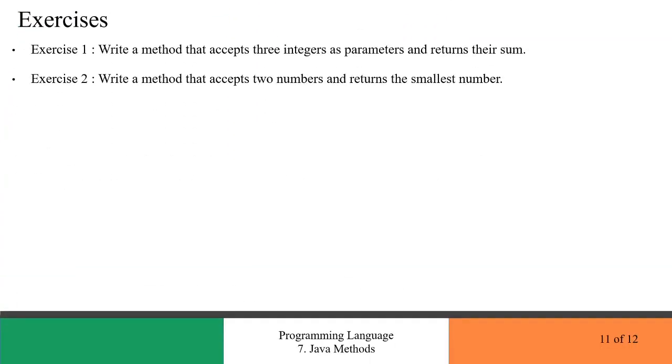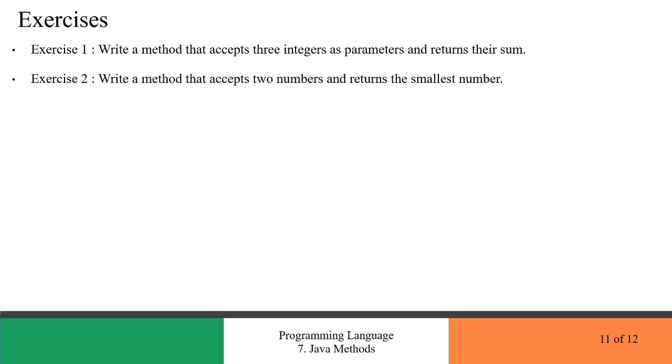We have reached the end of this lesson. To help us understand methods better, let us try to work two exercises. The first one is to write a method that accepts 3 integers as parameters and returns their sum. For this, we can try to use the second example as reference and try to write a method that accepts 3 parameters in place of 2 and returns their sum.